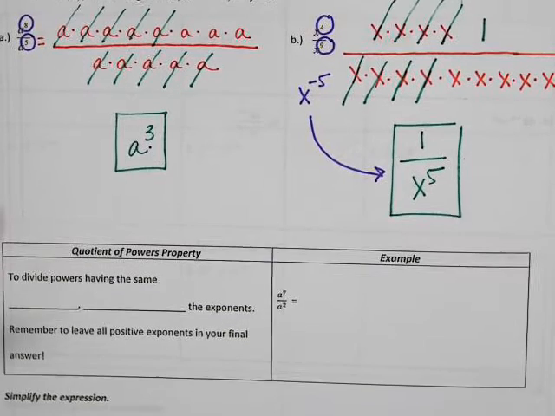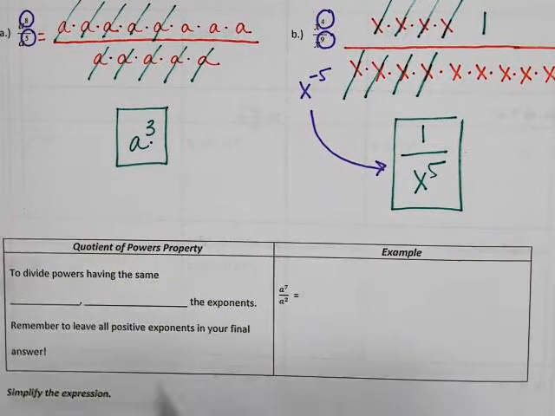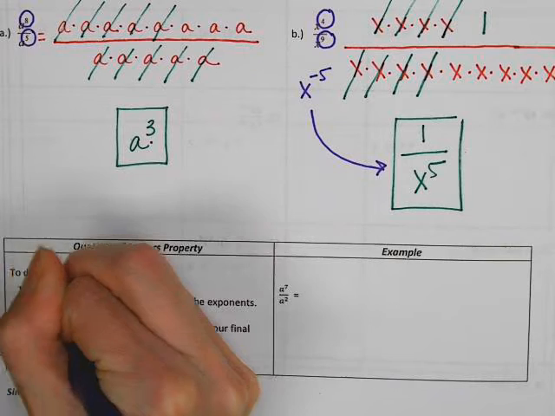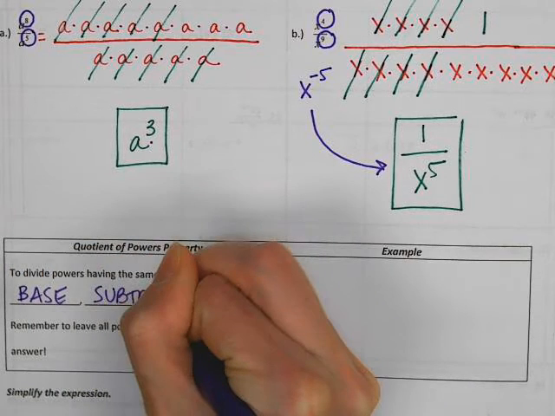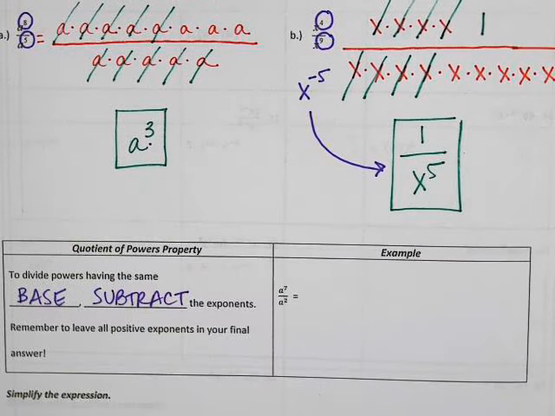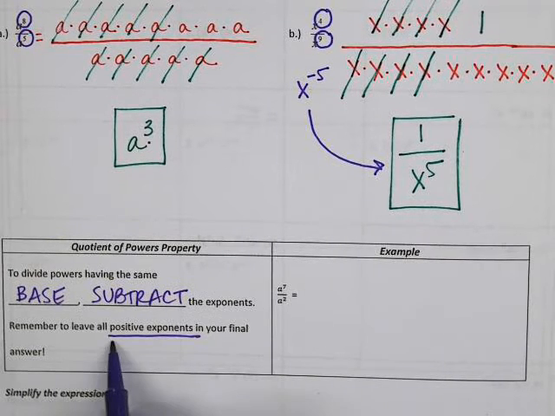Okay, so here's our rule. To divide powers having the same base, you subtract the exponents. And remember, if it's negative, you drop it like it's hot. All exponents must be positive in the final answer.